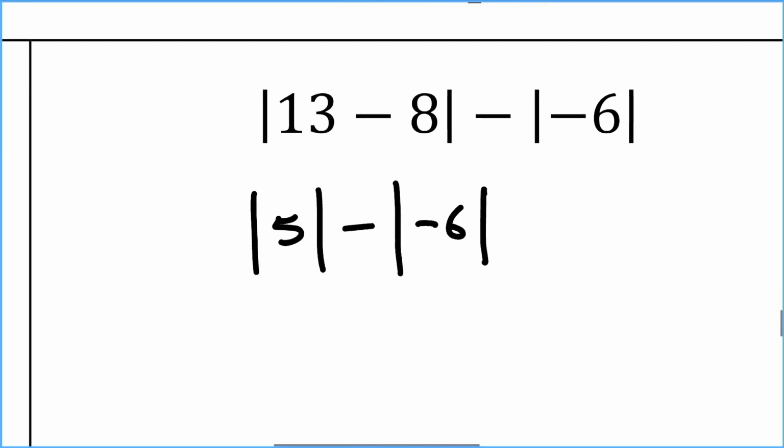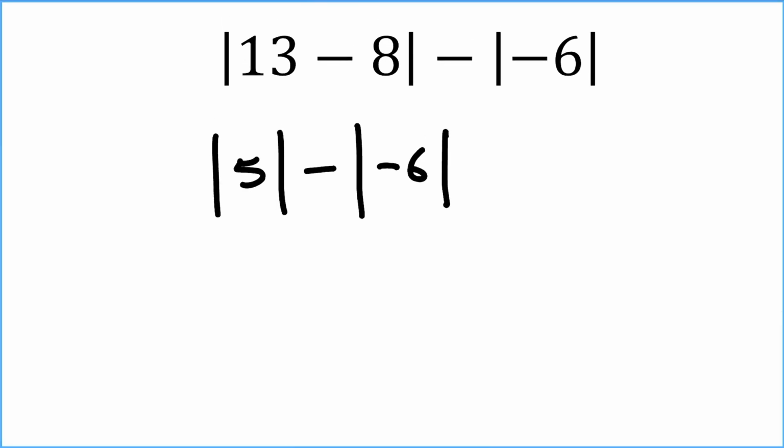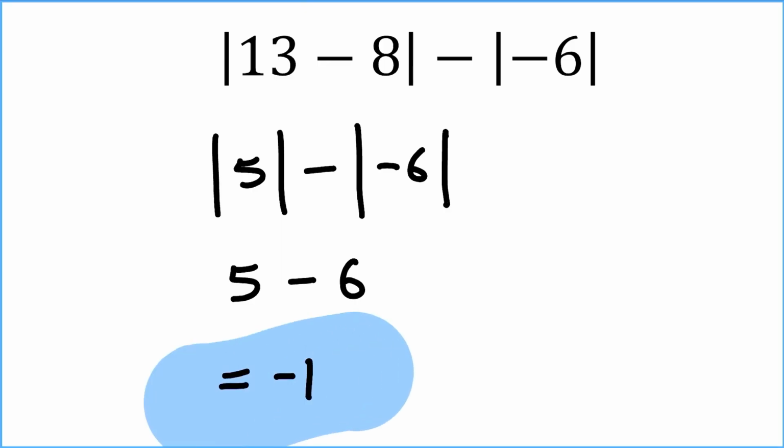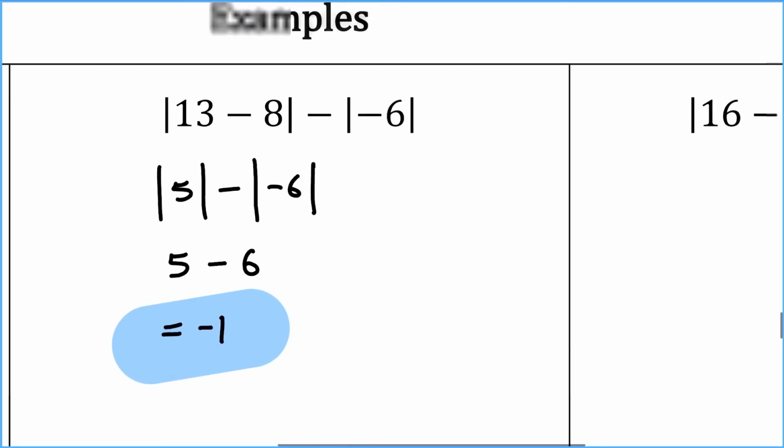I'm going to do both absolute values in one step. The absolute value of 5 is 5, and the absolute value of negative 6 is positive 6. And 5 minus 6, what's 5 minus 6? 5 minus 6 is negative 1. The answer to that problem is negative 1.